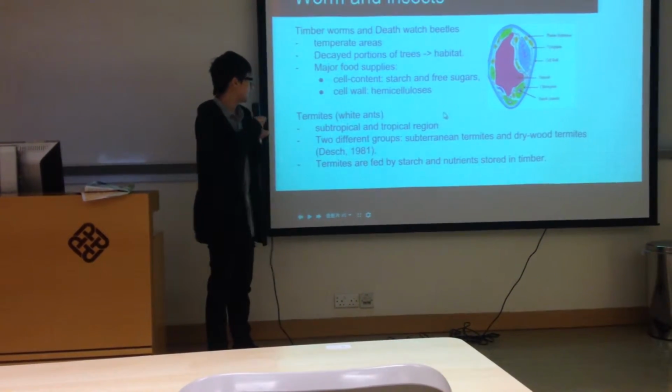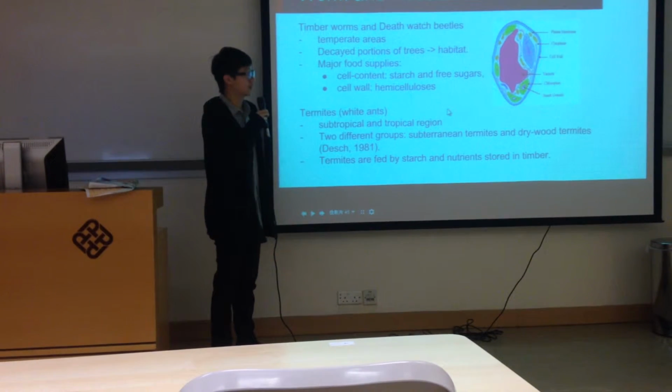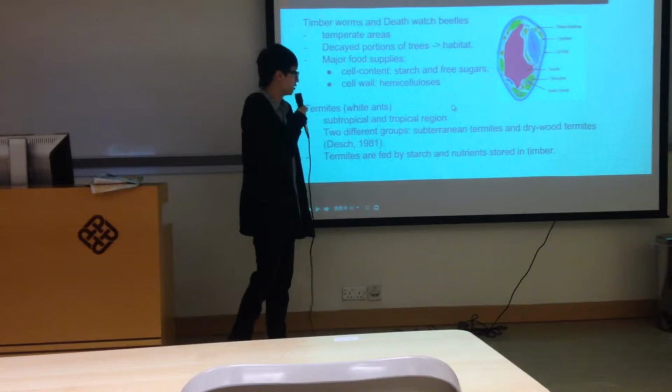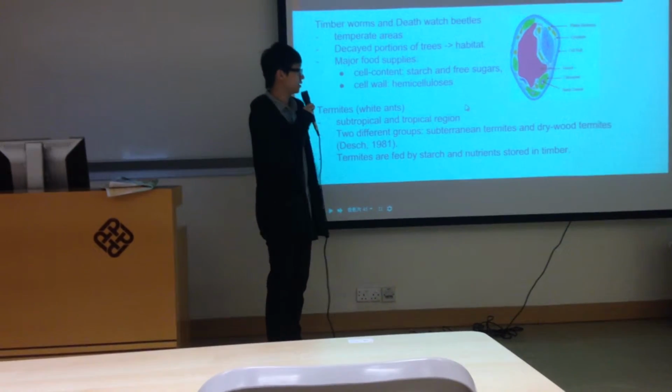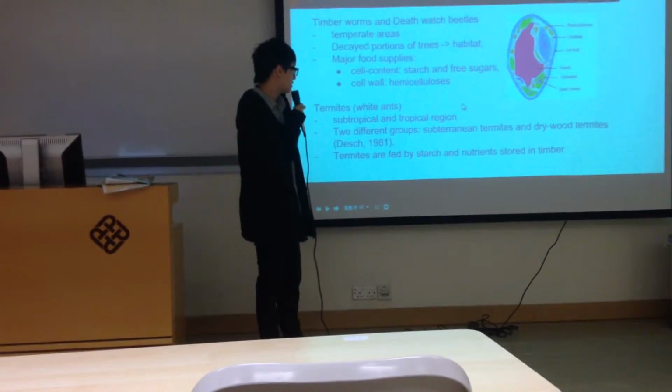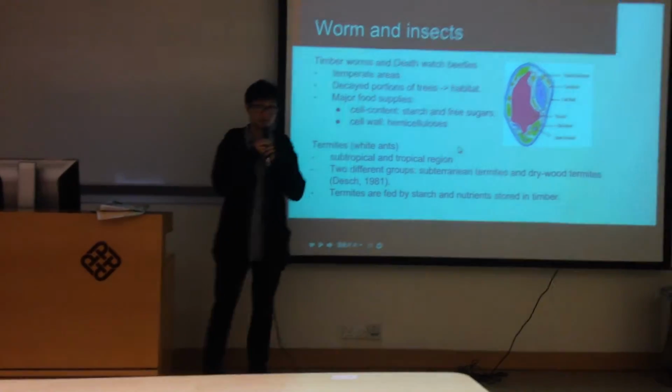While termites love to live in subtropical and tropical regions. There are two major groups of termites, which are subterranean termites and drywood termites. Termites are fed mainly by starch and nutrients stored in timber.